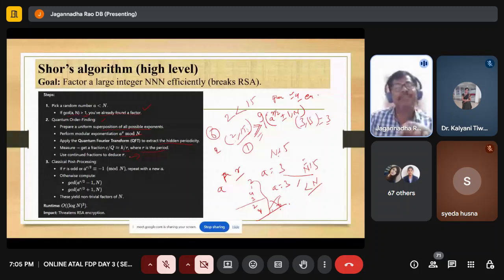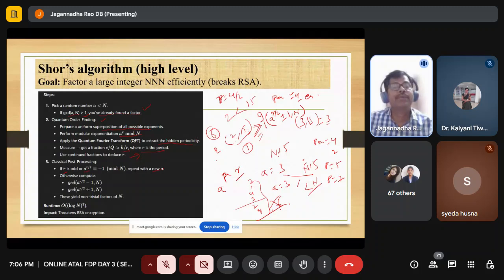Now we need to discuss the odd case also. If r is an odd number, the period is not guaranteed to be even. Maybe the period is 5 or 7, any number is possible. If r is odd, is r by 2 possible? No. r by 2 is possible only if the period is an even number. So r by 2 is not possible. Also if a power r by 2 is equal to minus 1 mod n, repeat with a new a. So then you are searching for a new a, and otherwise compute.